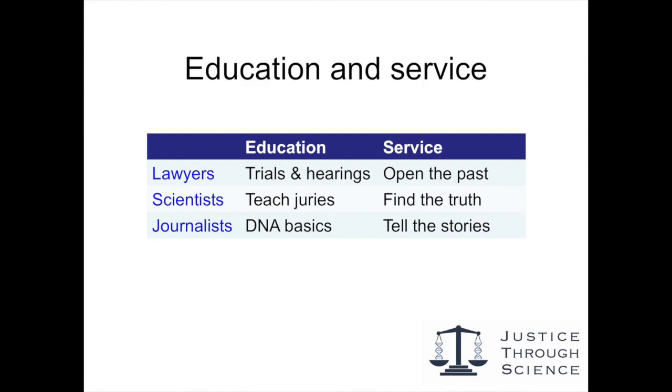On the service side, student lawyers can help open up the past. If government does not want to reveal its past misdeeds, that's where lawyers can be helpful. Scientists can provide service by running technology like TrueAllele for free on any DNA that has ever happened or will happen in order to find the truth, and journalists need to understand the situation in order to tell these stories. And so that's what Justice Through Science will be doing.